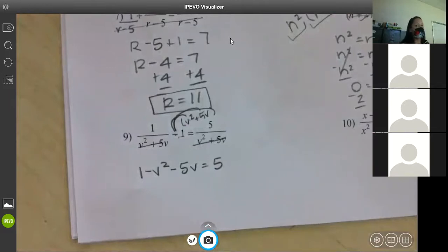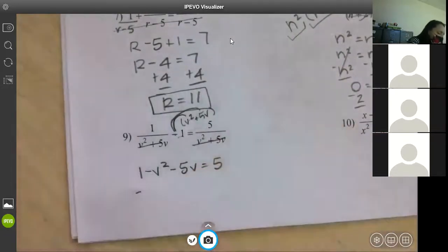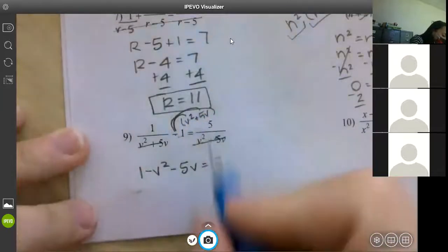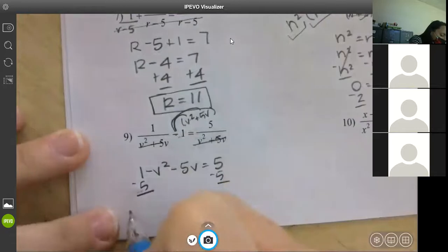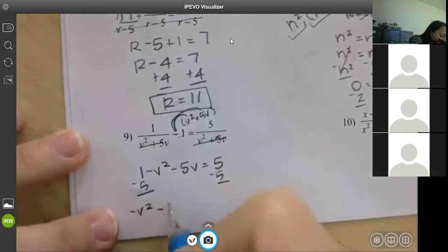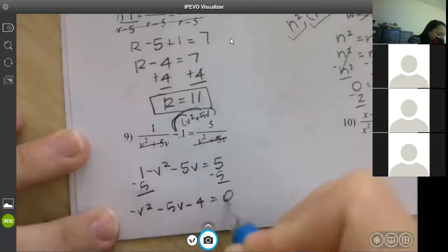Since I have v squared and v, I need to get everything on one side. So I'm going to put it in order as I do this. I'm going to subtract 5, but I'm going to put it in order. Okay, so I have a negative v squared, a negative 5v, and 1 minus 5 is -4.